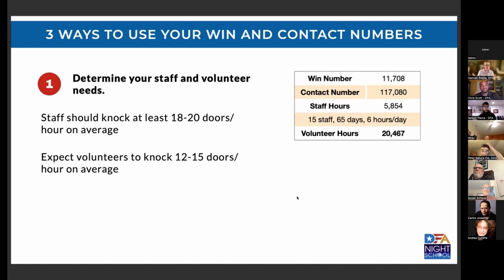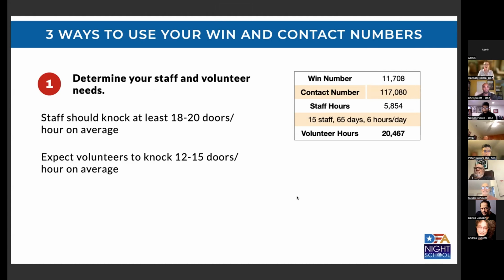So now we will move into how to use these win and contact numbers. So you have your universe, you have your win number, you have your contact number. You're going to use all of those things to build a data-based intelligent field plan. So the first thing you're going to do is determine what your staff and volunteer needs are. I would start with your staff.